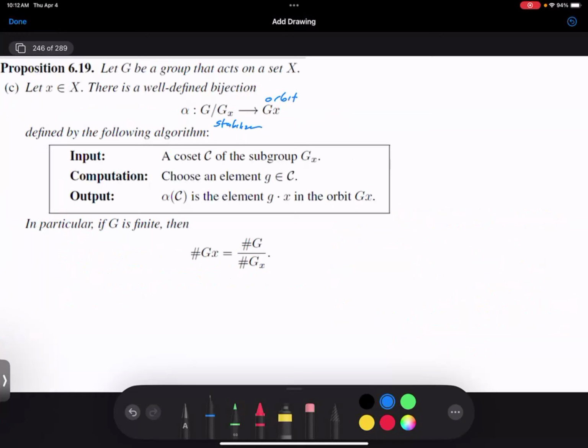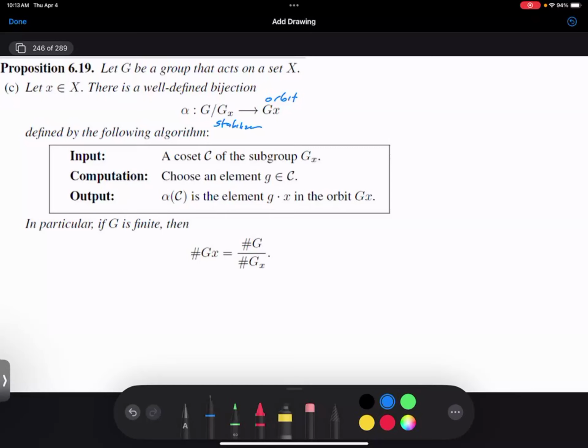Take any coset of the stabilizer, choose any element of the coset, and then the output is just that element g times x. In order for this to be well defined, it shouldn't matter which element in the coset we take. Remember, in the last class, we saw that it might make a difference when we were trying to multiply cosets. Depending on which representatives we take, we saw that the answers could be different. So it's really nice here that no matter which element you take in the coset, it's going to have the same effect.